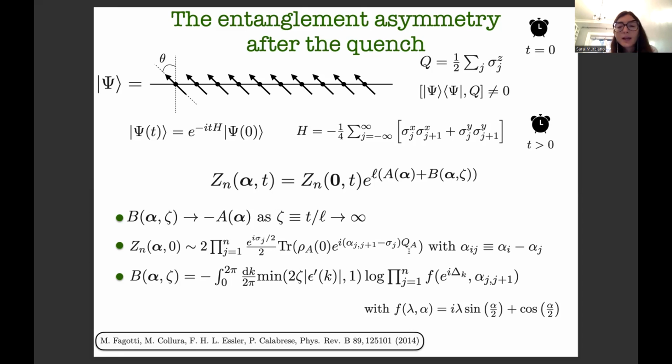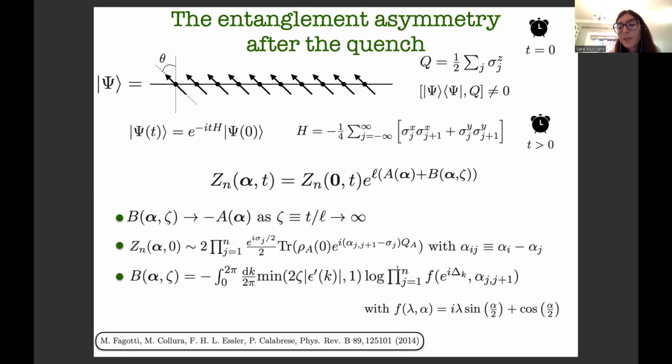In particular, here we also exploit the connection between the tilted ferromagnetic state and the ground state of the XY spin chain in a given region of its parameters. But at the end of the story, we were able to compute the stationary value for this function B, which is provided by the log of this product written here.